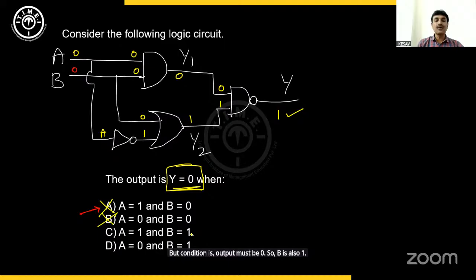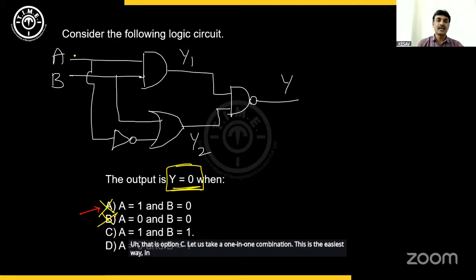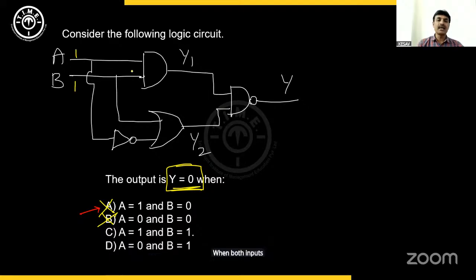Now 1 and 1 are the input combination left, that is option C. Let us check the 1 and 1 combination. This is the easiest way in case of logic gates. When both inputs are 1 and 1, for the AND gate, the two inputs are 1s. So you'll get output 1. For the OR gate, A is negated, that becomes 0. This is 1. Again, it gives 1. OR gate, if any one input is high, output is high.